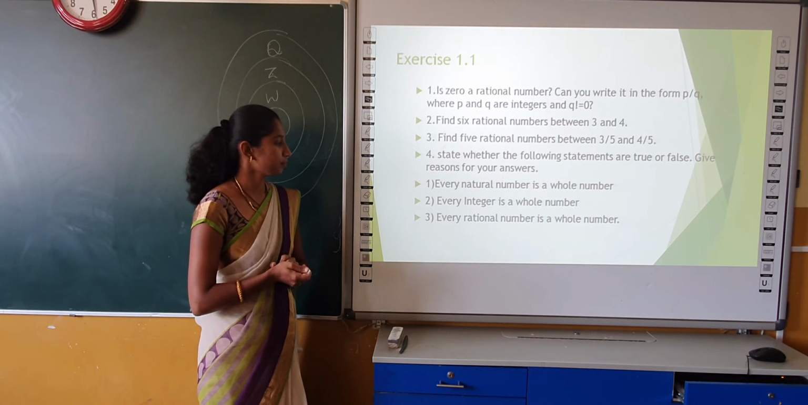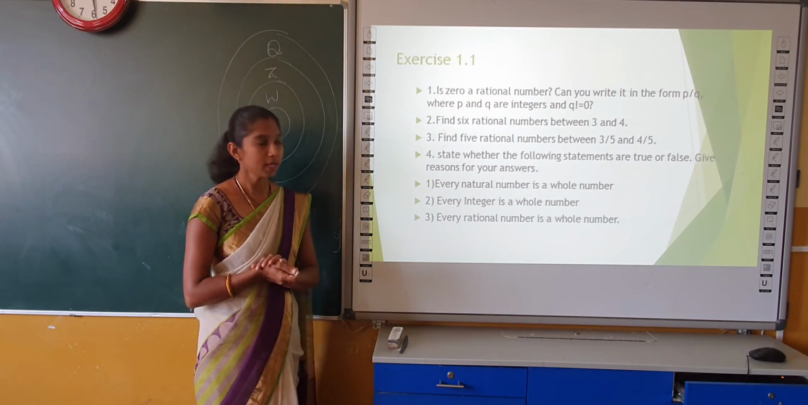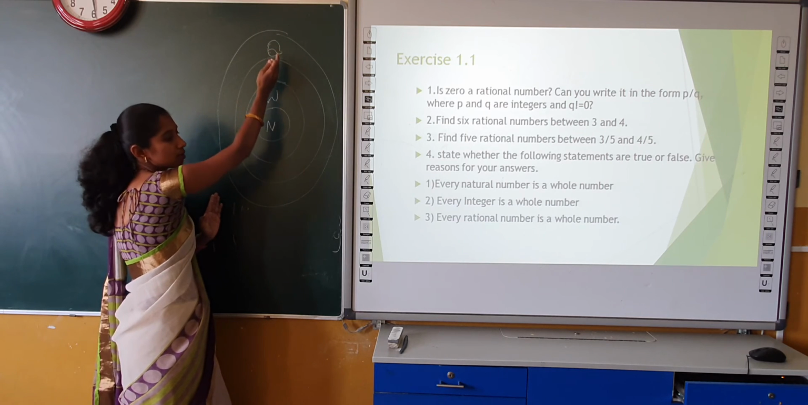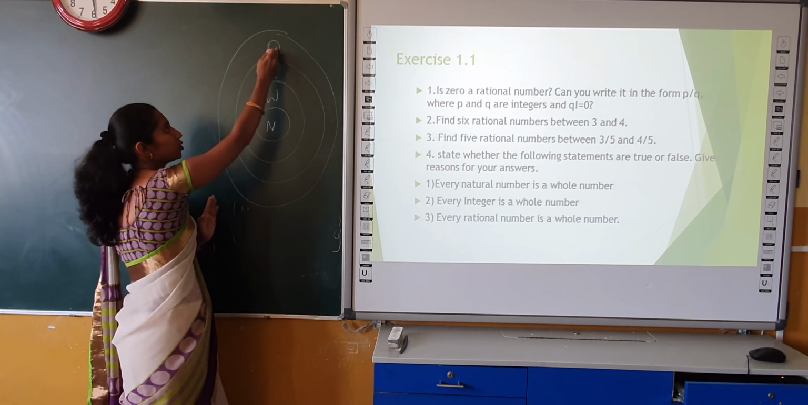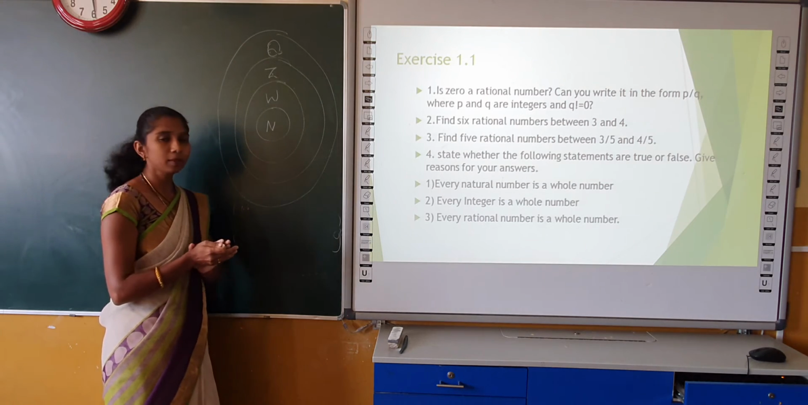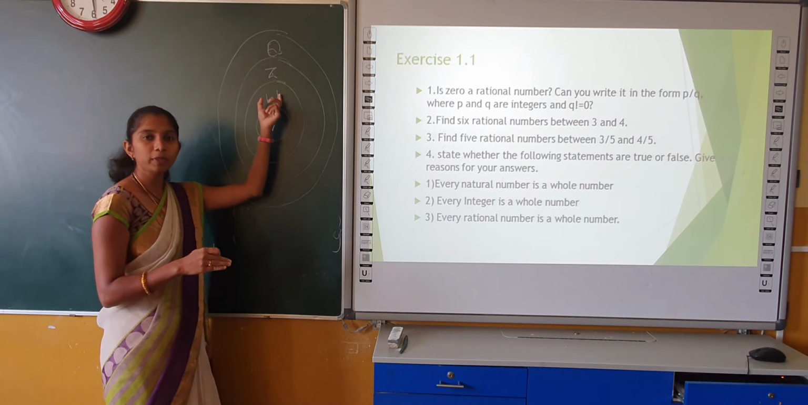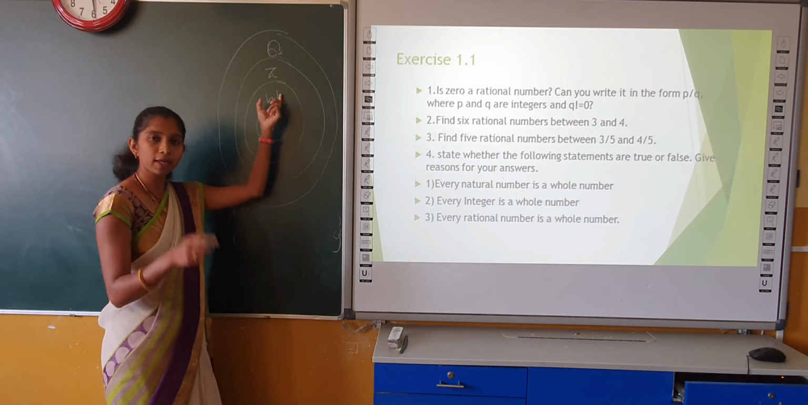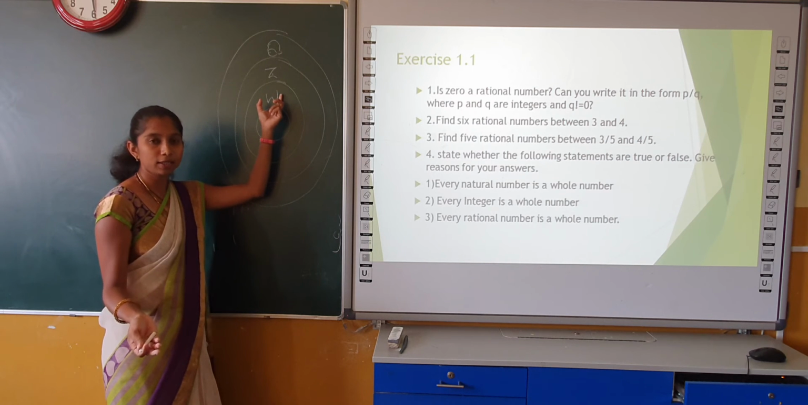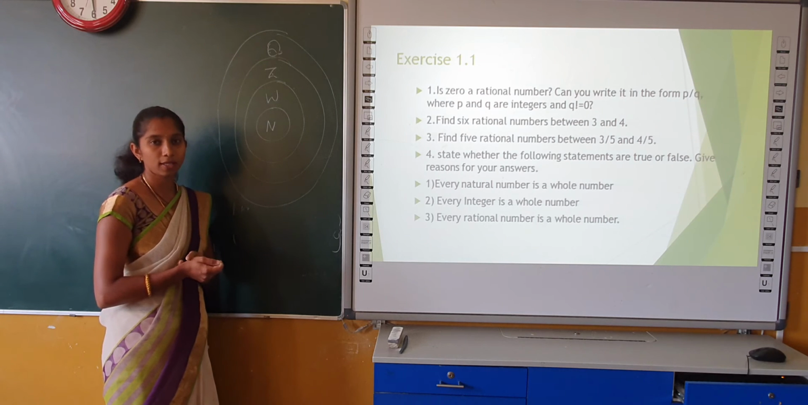Third question: every rational number is a whole number. Is it true? Look at the diagram. Here is the rational number, here is the whole number. Rational number means the number is of the form p by q. Whole number means nothing but we don't write other numbers in the denominator. The denominator value is 1 only. We should not write other numbers like 2, 3 and so on in the denominator. So this statement is false.